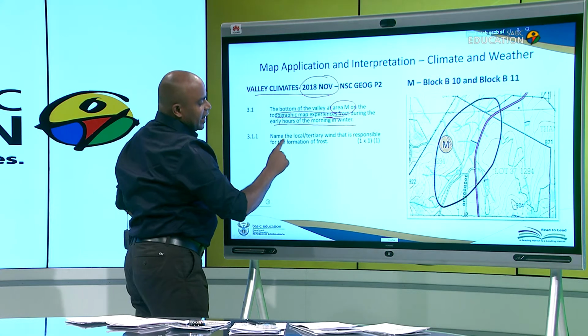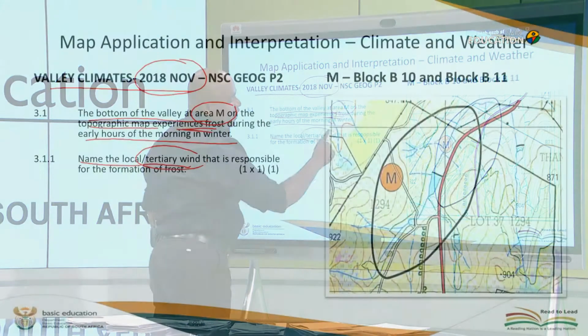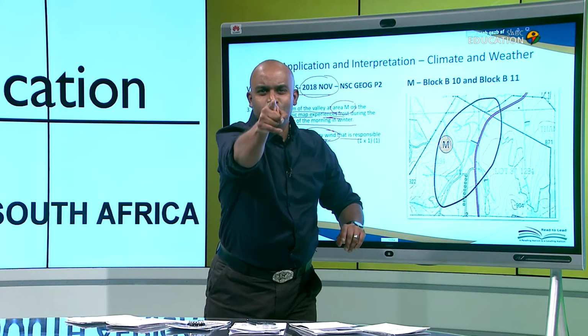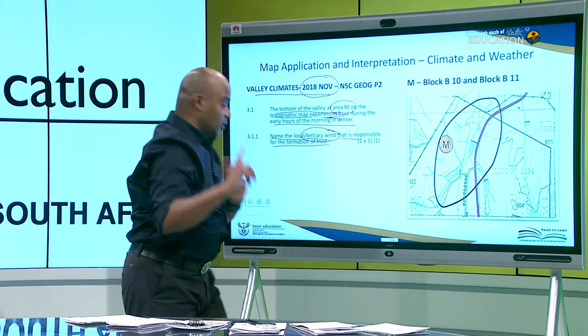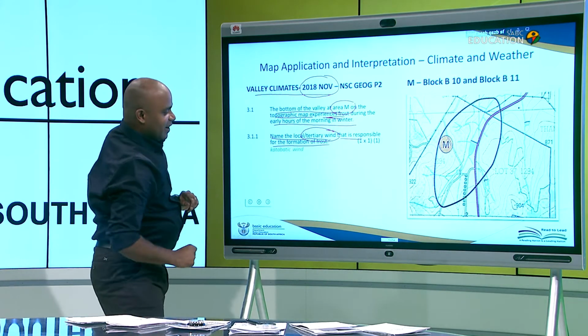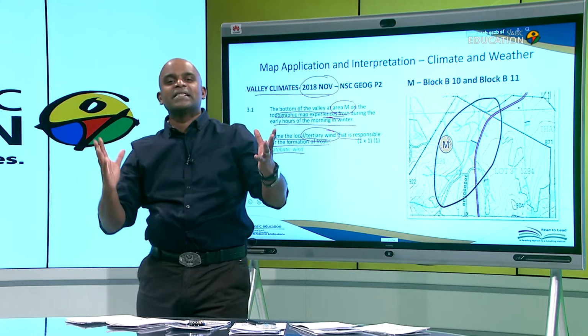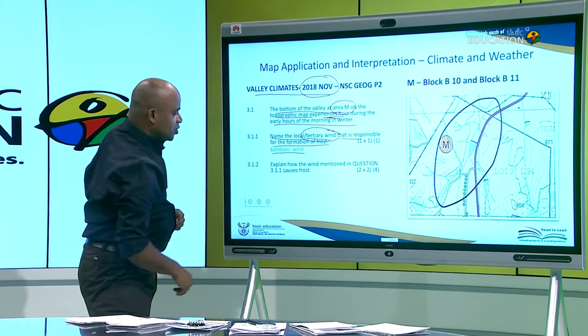Look at the question. Name the local tertiary wind that is responsible for the formation of frost. Which one is it? Anabatic or katabatic? You there? Correct. It's katabatic. Well done. Katabatic winds because katabatic flow is at night. And what's the next question?